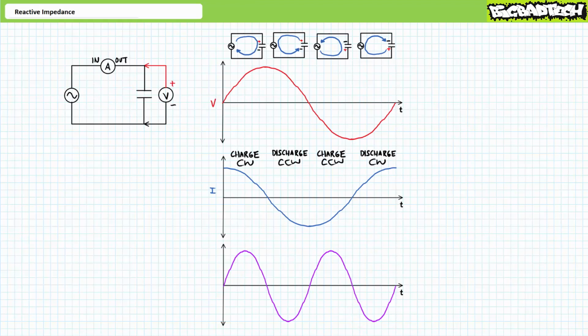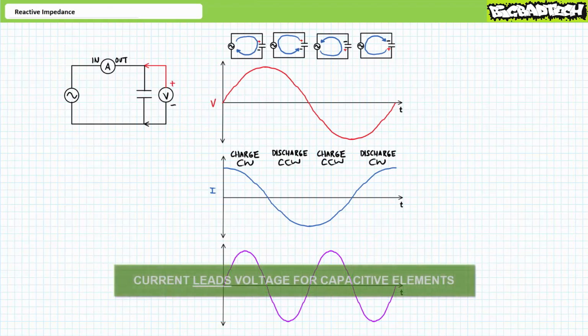A single cycle of sinusoidal AC therefore consists of 2 complete charge and discharge cycles, 2 bursts of positive power, and 2 equal and opposite returns of negative power. Long story short, current leads voltage for capacitive elements because a change in current must precede a change in voltage as the capacitor stores and releases energy in its associated electrostatic field. I say again, current leads voltage for capacitive elements. This is why a purely capacitive element always experiences a current waveform 90 degrees in advance of the voltage waveform when calculated using phasor equivalence.